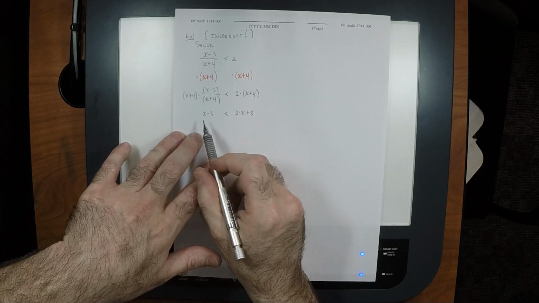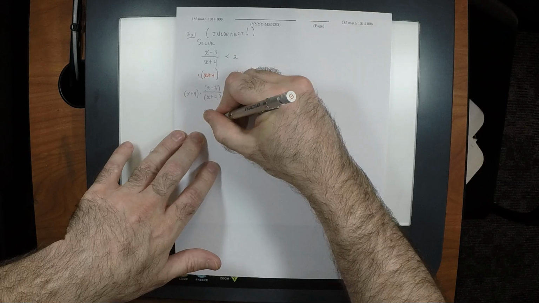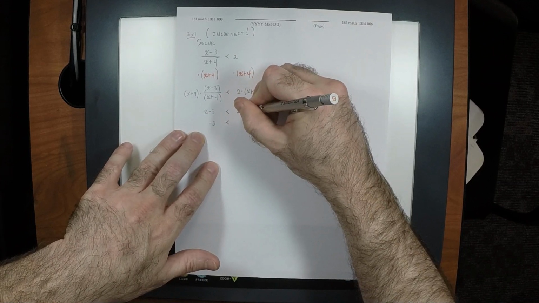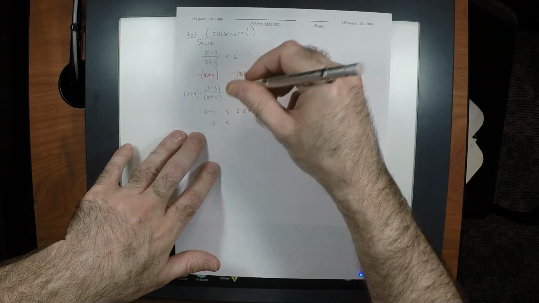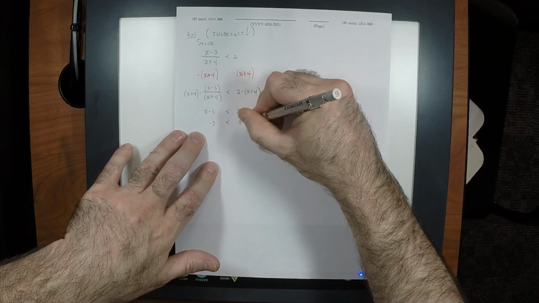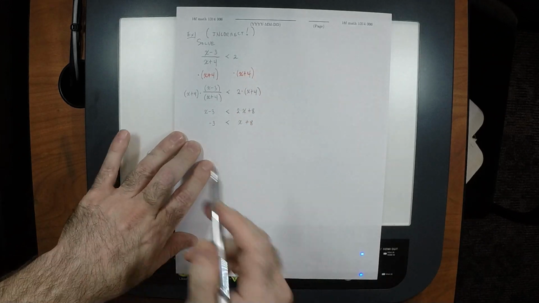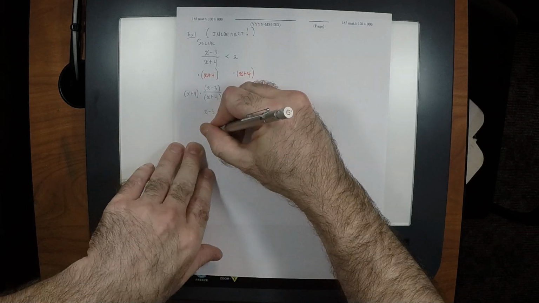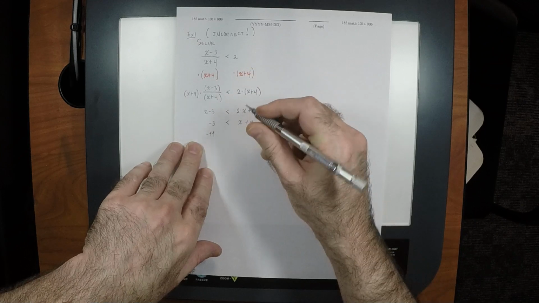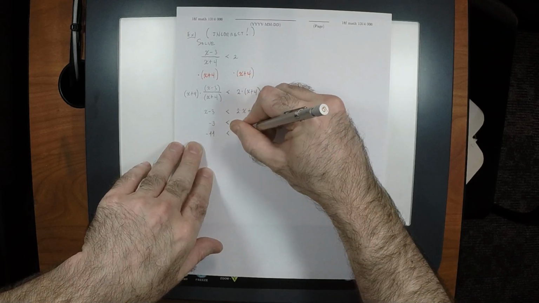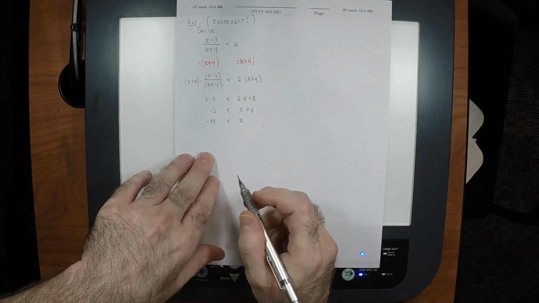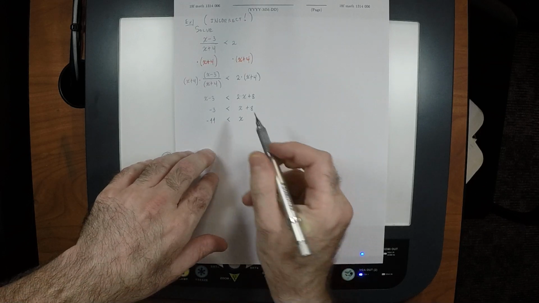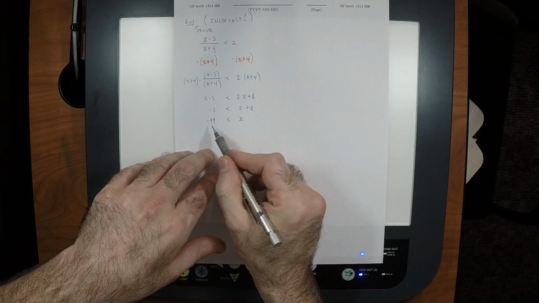And then now I'll subtract x from both sides so that it's negative 3 is less than x plus 8. So I subtracted x from both sides, and now I'll subtract 8 from both sides and get negative 11 less than x. So you know, x has to be bigger than negative 11.